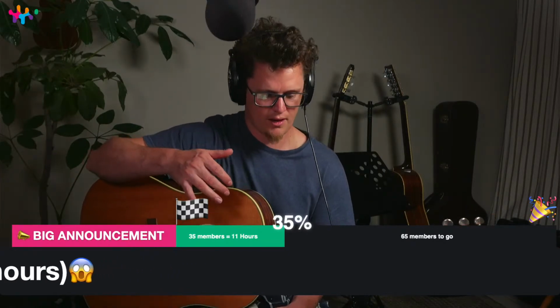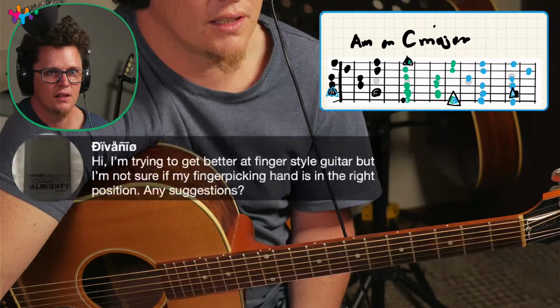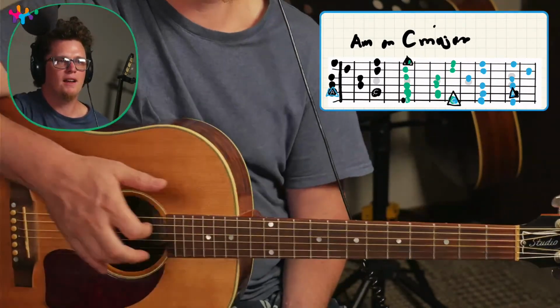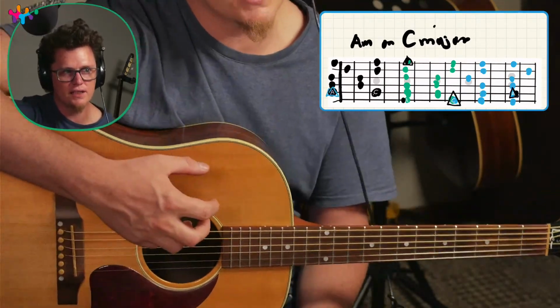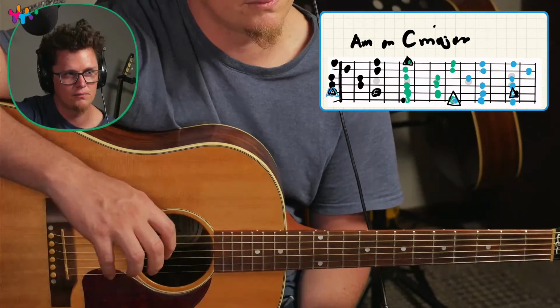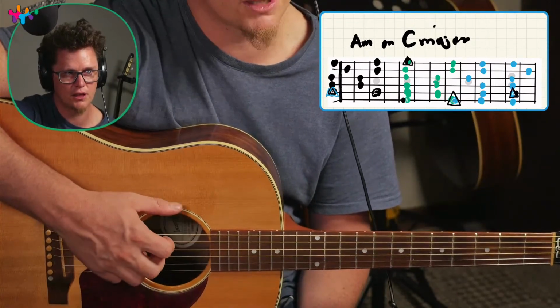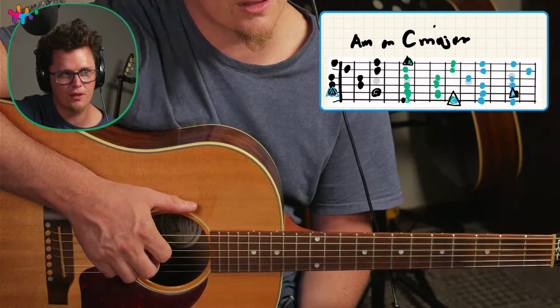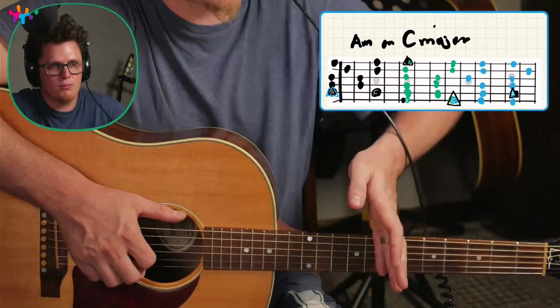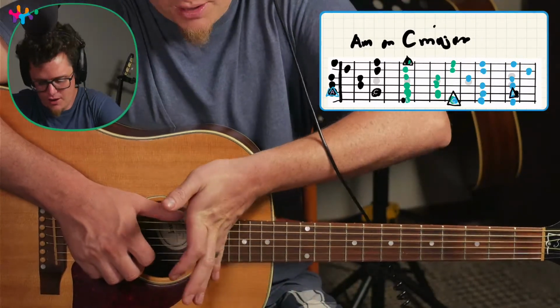Okay, so fingerstyle guitar: how to make your hand position really work well. That's a really good question. Your fingerpicking hand needs to be as if you're holding a tennis ball, like you're holding a ball. That's a good place to start. Then you can put your thumb a little forward like that, so that if something is moving here, it should first touch your thumb.